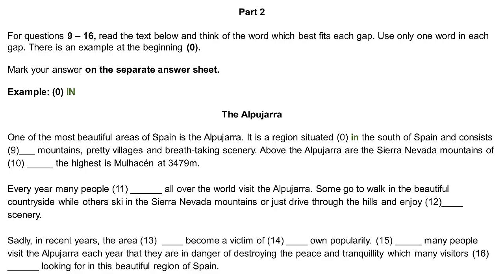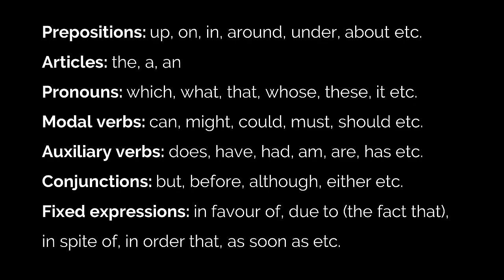Great. Now go back to the beginning of the text. It looks a bit like part 1, doesn't it? But there are no choices. That's one difference between part 1 and part 2. Another difference is that part 1 focuses on words with meaning, verbs, adjectives, adverbs, nouns, and part 2 focuses more on grammar words, words with function rather than meaning. These are the kinds of words that you need to think about when you do part 2.